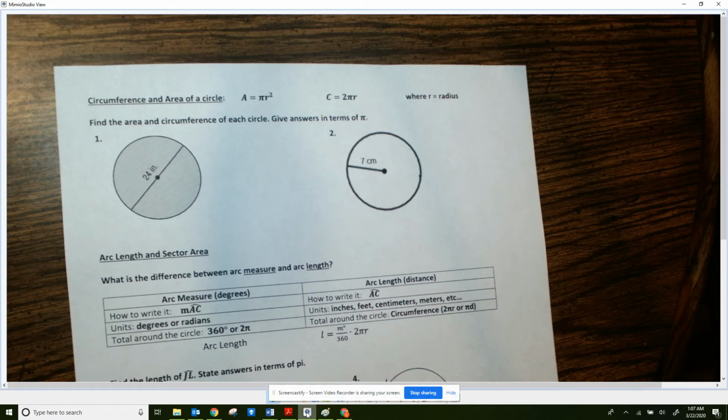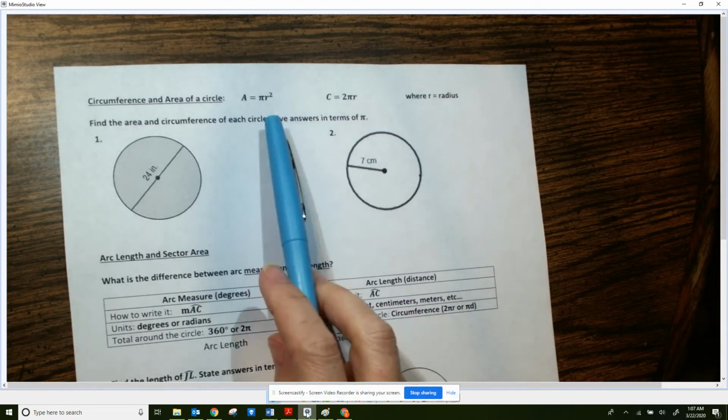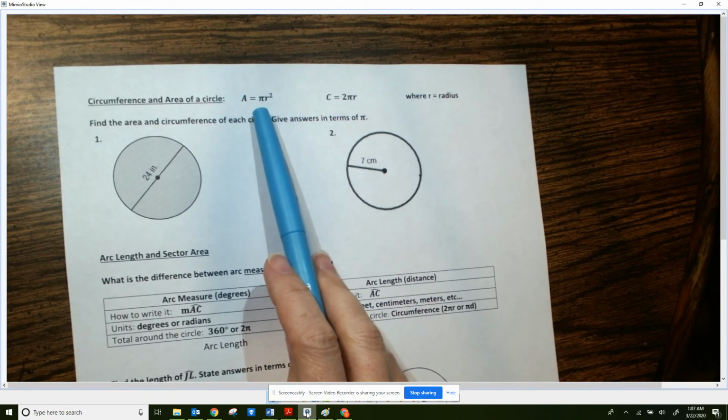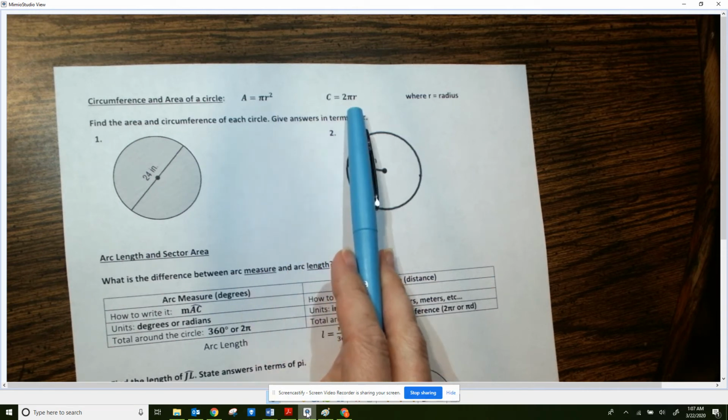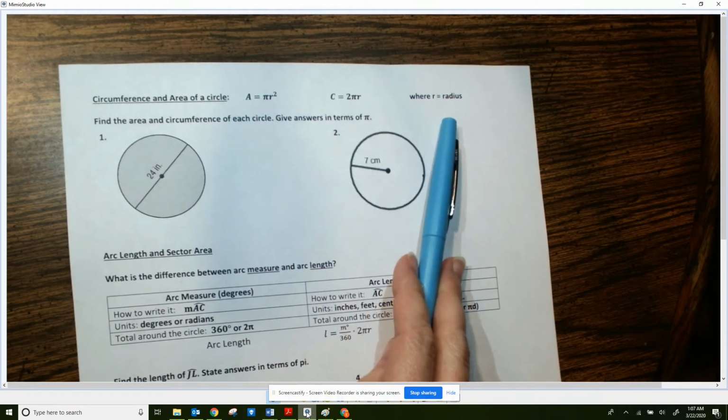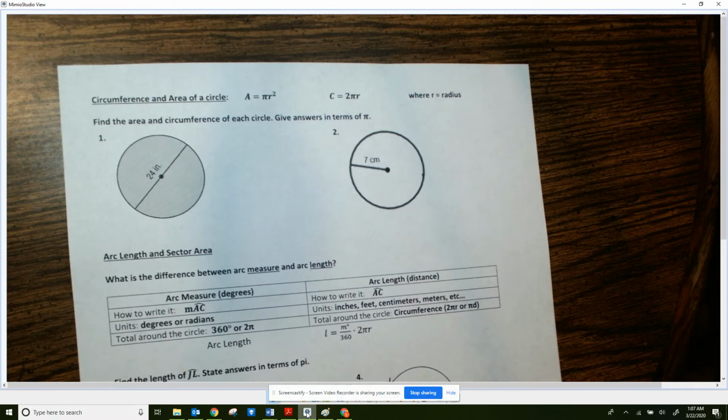All right, guys, so now we are going to go to circles and talk about finding the area and circumference, and then looking at arc length and the area of a sector. So first you can see the formula up here. You know the area of a circle is pi r squared and the circumference is 2 pi r, where obviously r is the radius. So let's just practice that pretty quick.